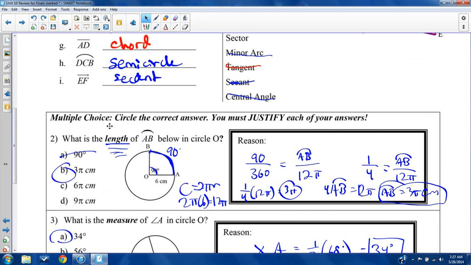One thing I do want to emphasize is this length thing, though. If they ask for the length of AB, it is not the arc, it's the actual length, measuring tape like length. So keep that in mind.